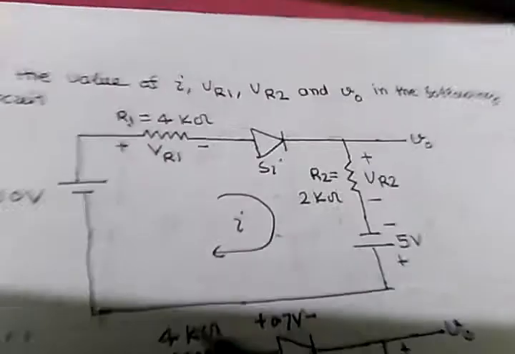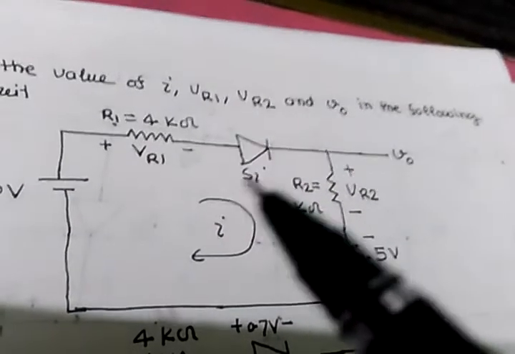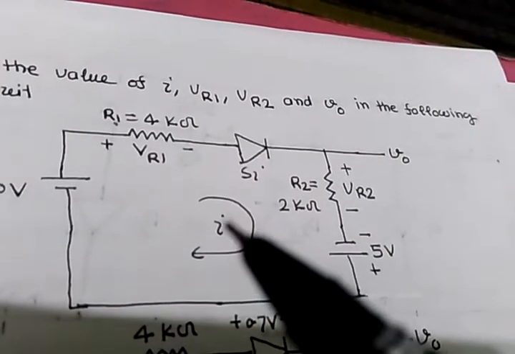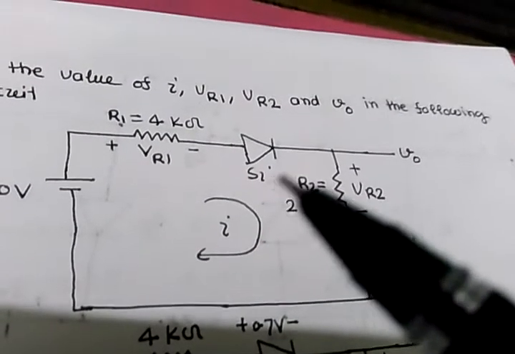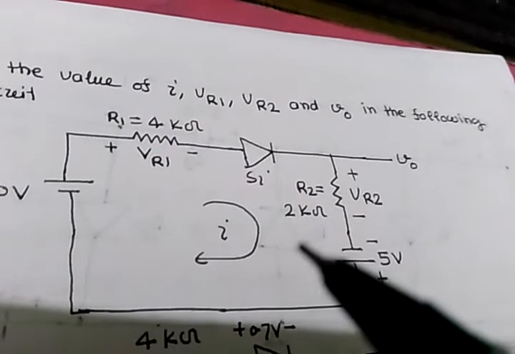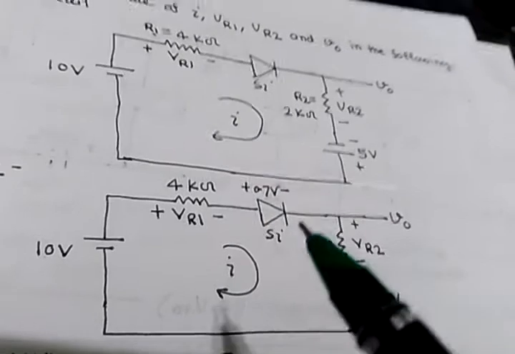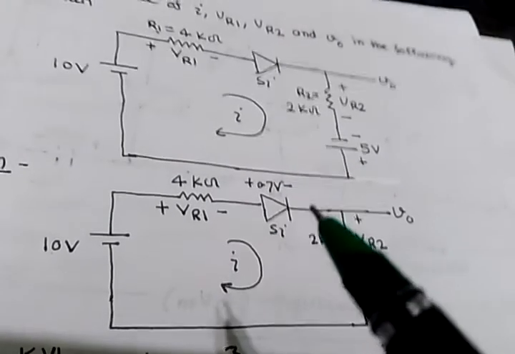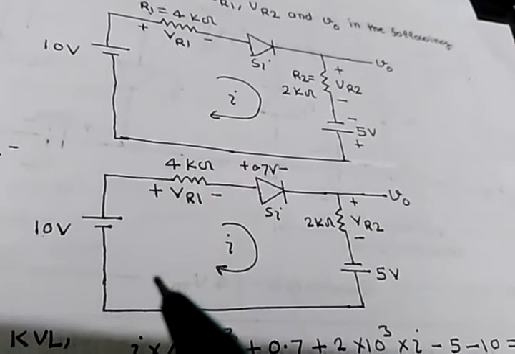As shown in the figure, the diode used is a silicon diode, and we know when a silicon diode conducts, we take the voltage across it as 0.7 volt. So now we will draw this circuit again like this. Here I have indicated the voltage across the silicon diode as 0.7 volt. To solve this circuit we use KVL. We have to write the KVL equation.